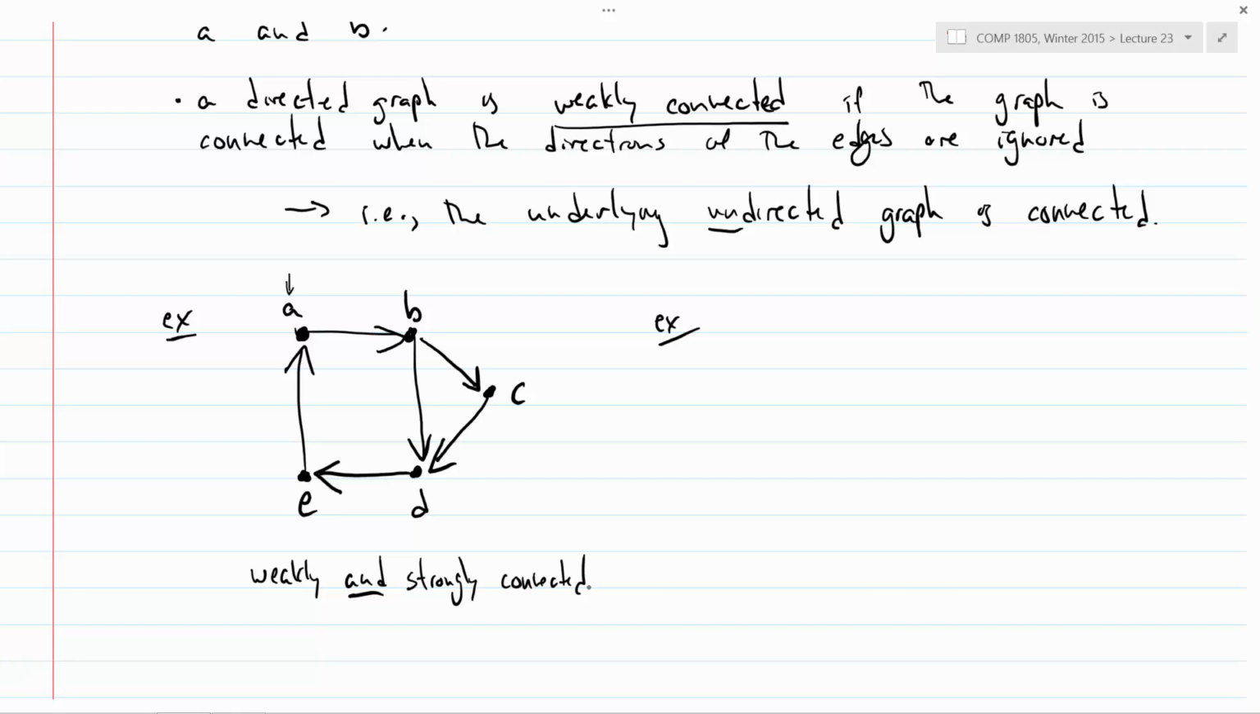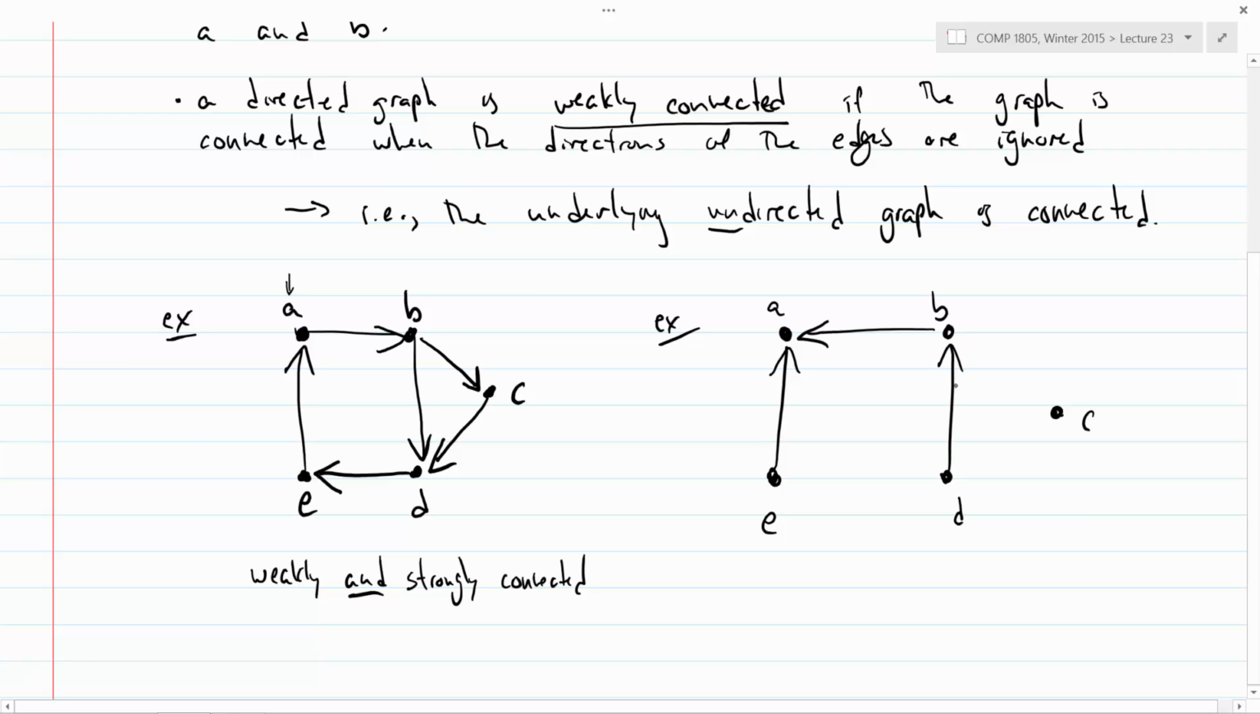All right, so let's do the same graph, except I will change some of the directions of the edges. So I'll say A, B, C, D, E. E will go to A, B will go to A, D will go to B, D will go to E, B goes to C, and C goes to D.